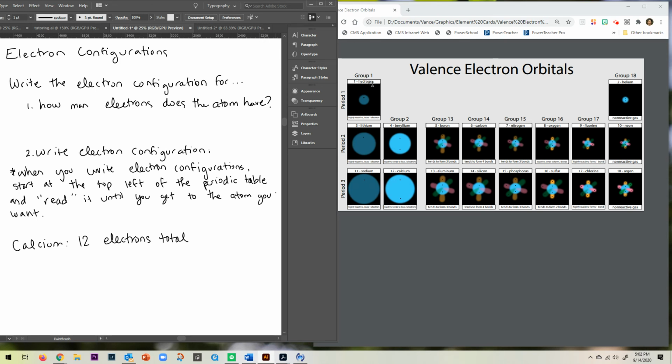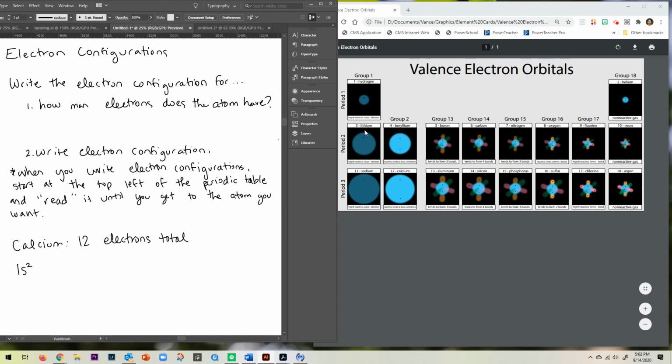So up here, I'm in my first energy level. I haven't gotten to calcium yet, so I'm just going to write down that I've filled my whole first energy level, right? I had to in order to keep going. So I'm going to write 1s2. Why? Because I'm in the first energy level. I'm in an s orbital, and I have 2 electrons. Boom. Then I get to my second energy level.